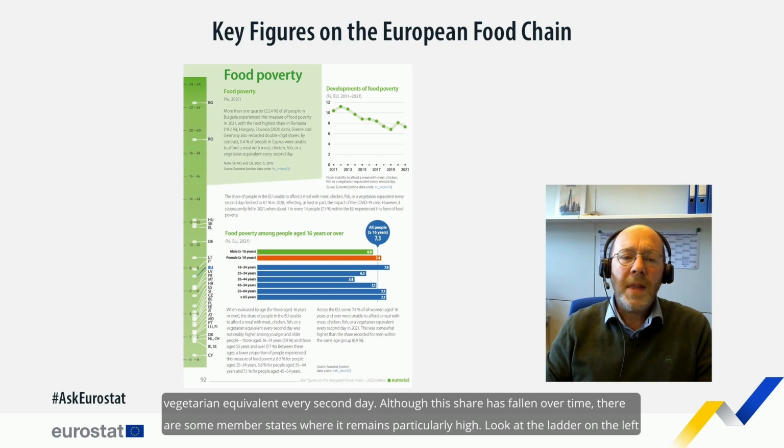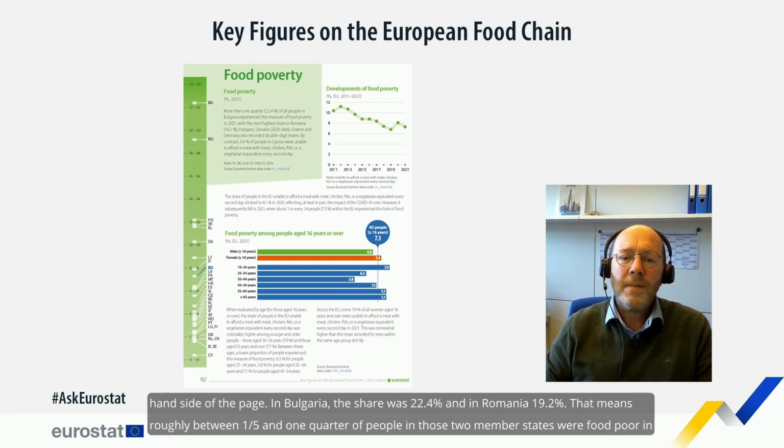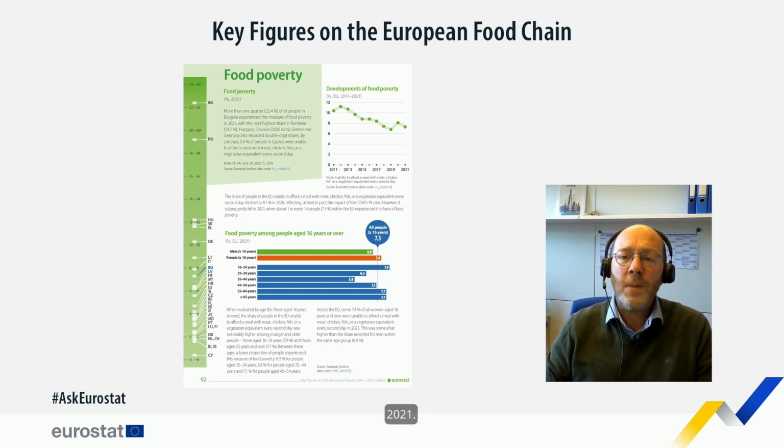Look at the ladder on the left-hand side of the page. In Bulgaria, the share was 22.4%, and in Romania, 19.2%. That means roughly between 1/5 and 1/4 of people in those two member states were food poor in 2021.